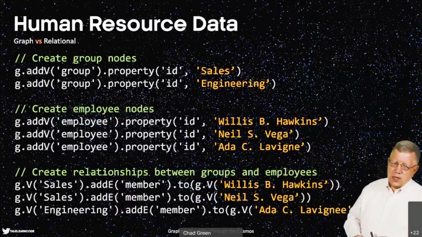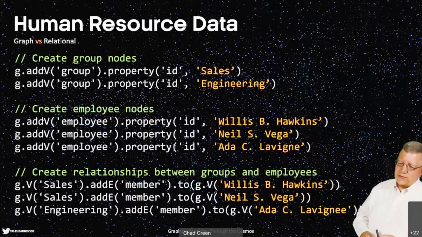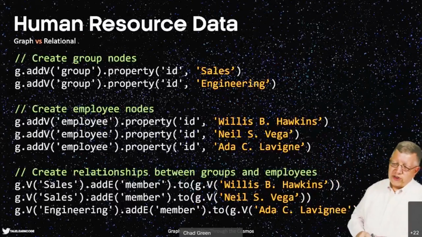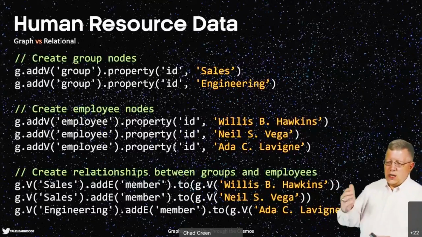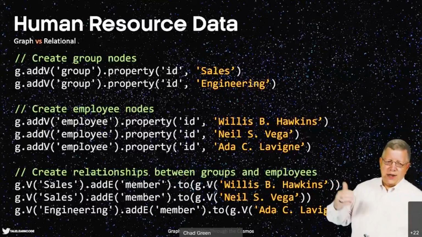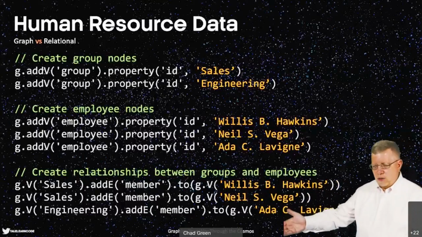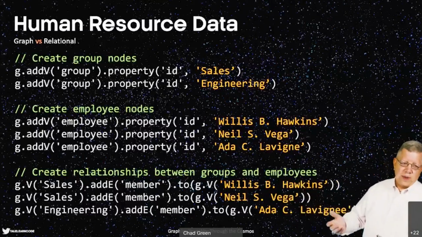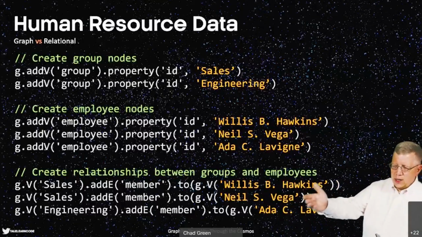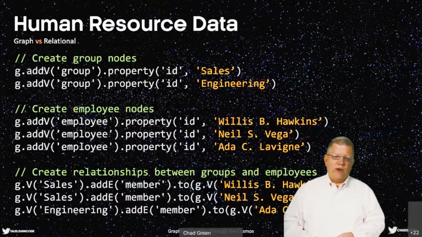And at the bottom, here's where we create those relationships, and you start seeing patterns. Here we actually start with a search. Again, I start with g dot V, so give me the vertices. When I put something in the parentheses right away, it tells me to give the vertex with that identifier. So in here, the identifier of sales, and then I'm going to add an edge of member, that's the label of that edge, to, and then go find the vertex that has the ID of Willis B. Hawkins, Neil S. Vega, and then Ada. And so that's the way we'll create the data.